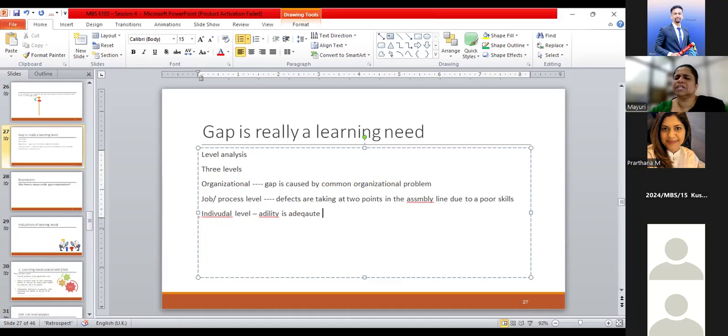For example, turnover rate is high. High labor turnover rate. That's an organizational problem. So likewise, we look at what is the level of the learning need. It may be relevant to one level, or a combination.